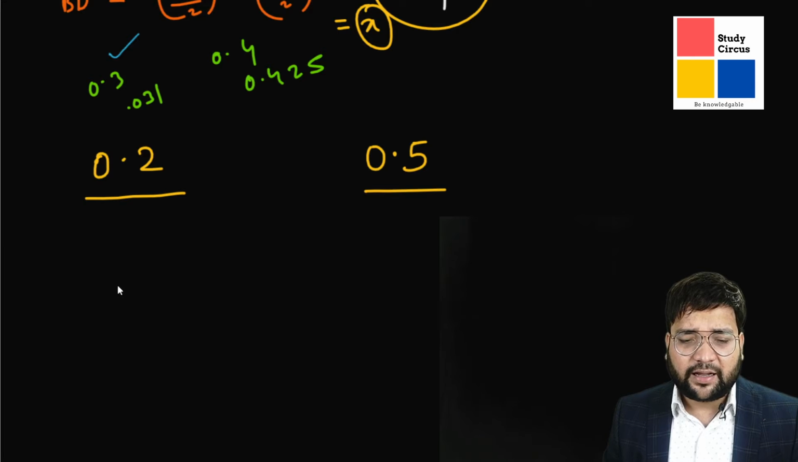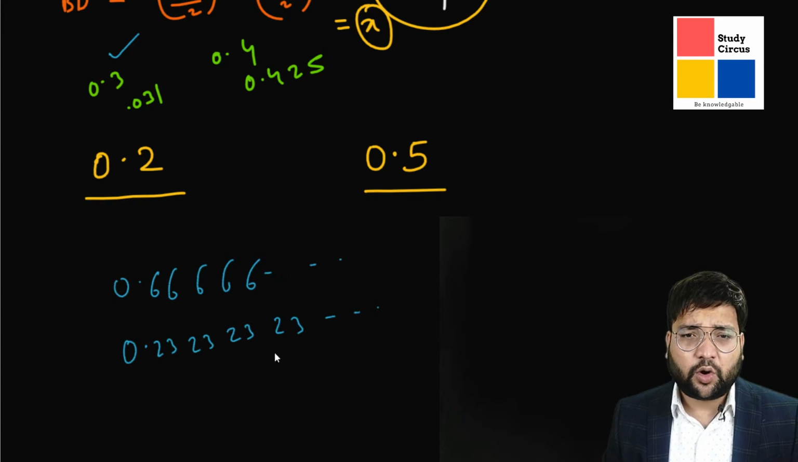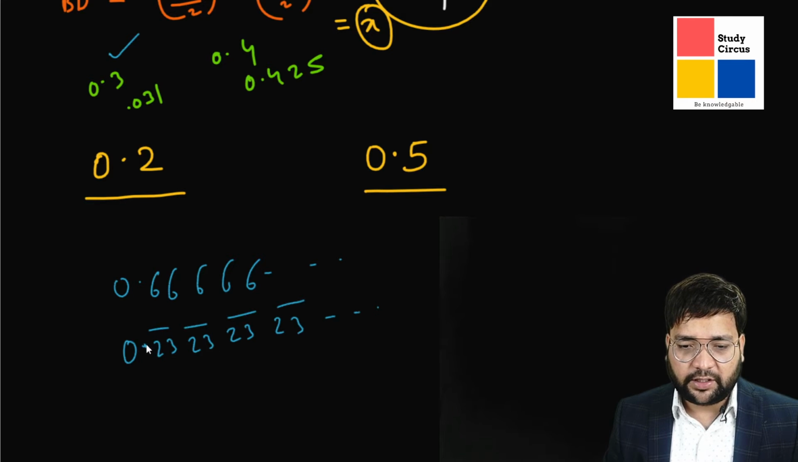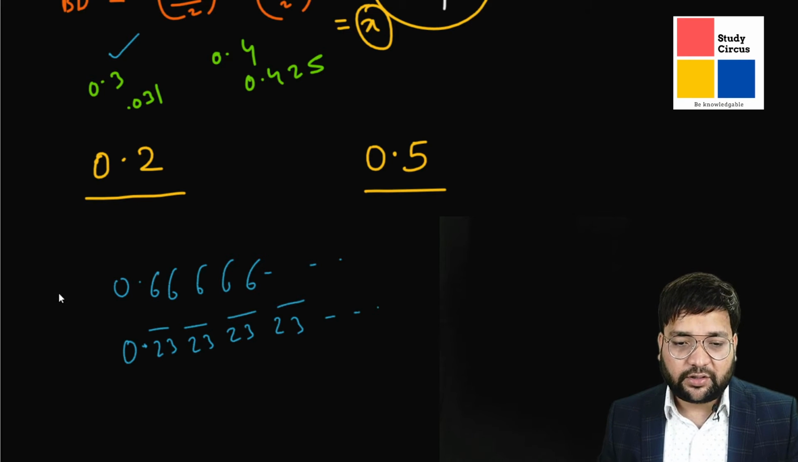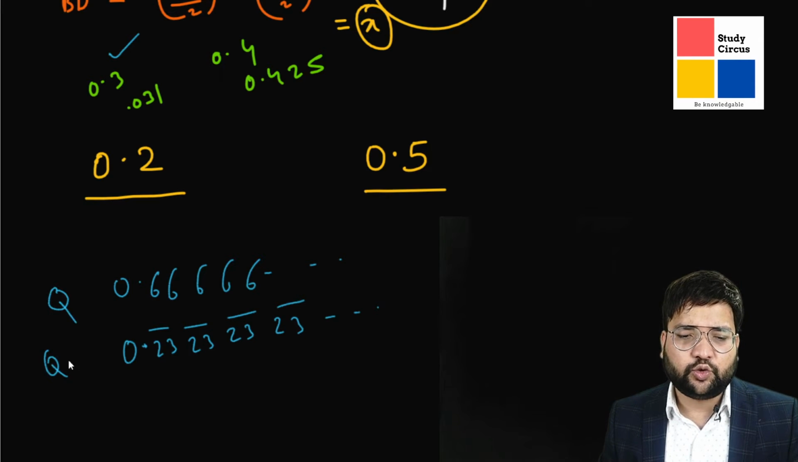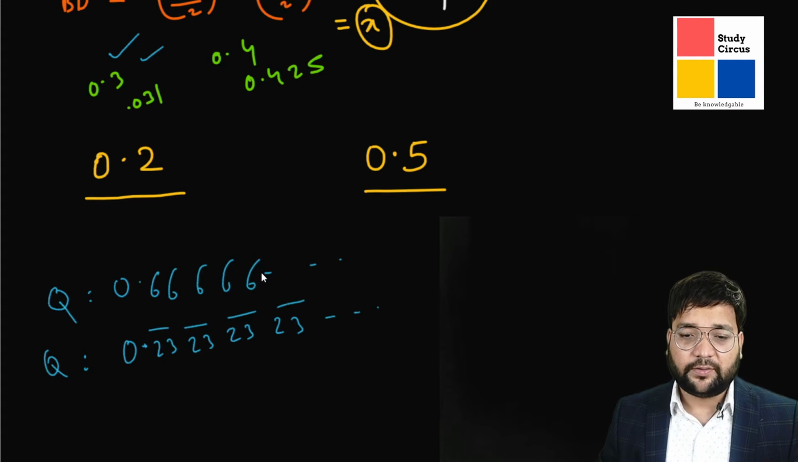What I mean by recurring, let's say 0.6666. So this number 6 is recurring, or 0.23232323. These are all recurring. The same number 232323 is repeated. So these are all non-terminating but recurring, so they are rational numbers. Rational numbers we denote by Q. So terminating decimal or non-terminating but repeating decimals are rational.